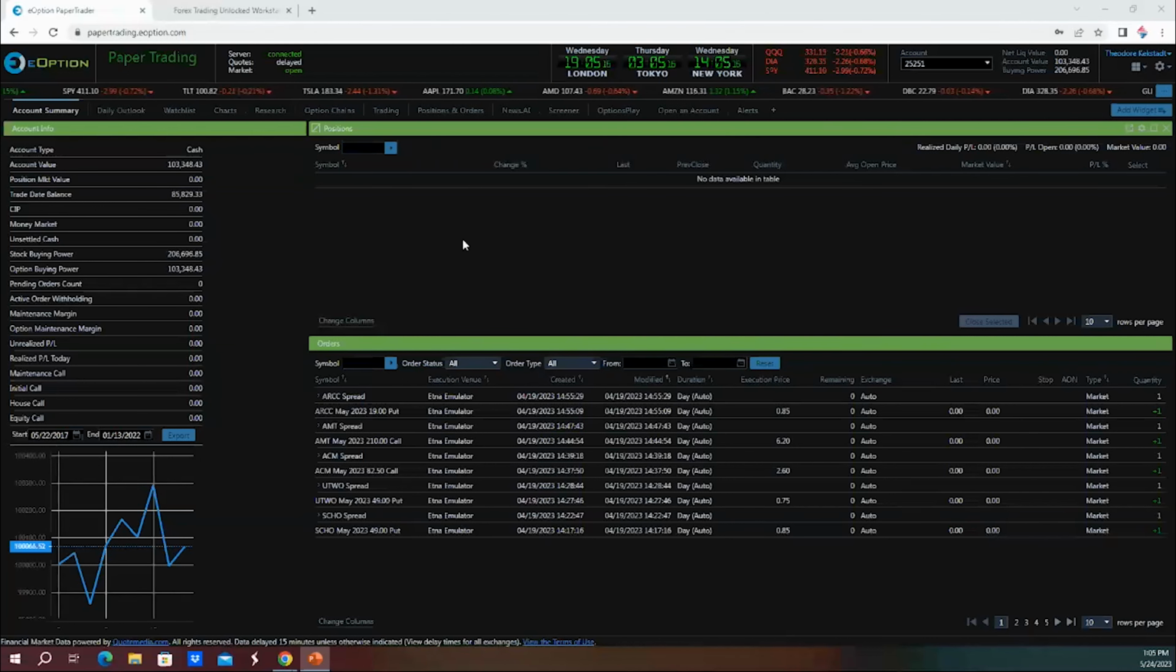So we have the eOption trading platform up for you here. It is the paper trading, not a real account, but it's very similar to the regular platform. We're going to be using a couple different spots on it. We're going to be using the trading option.